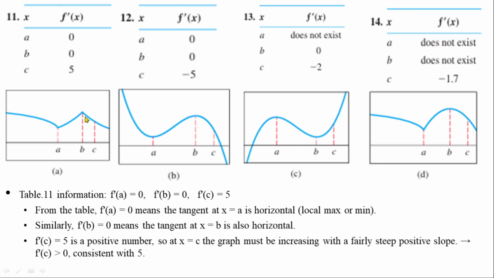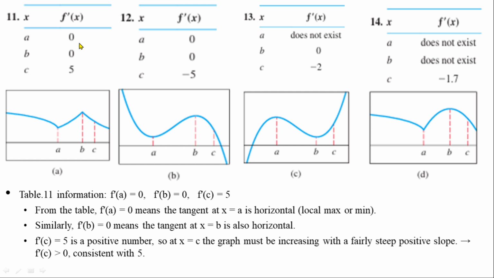So here from B to C it is decreasing, and here increasing. Here also in the graph D it is decreasing. So let us verify the remaining cases from this table with this graph C.